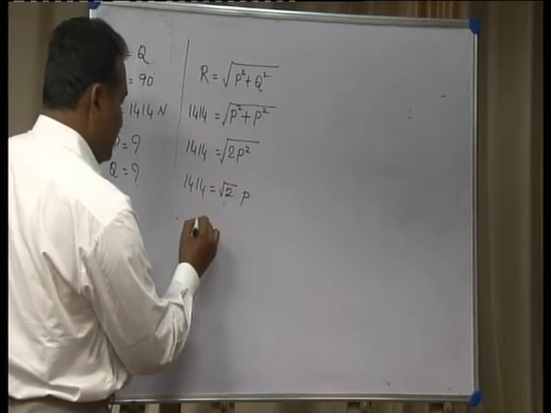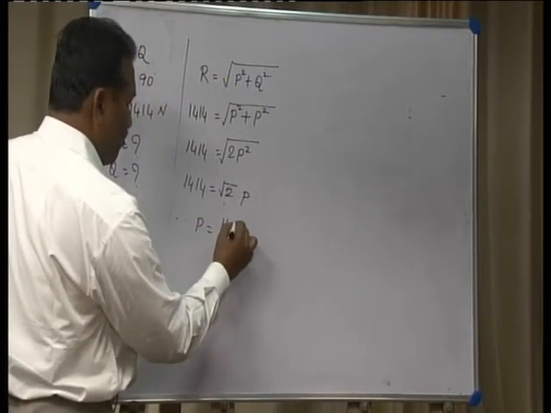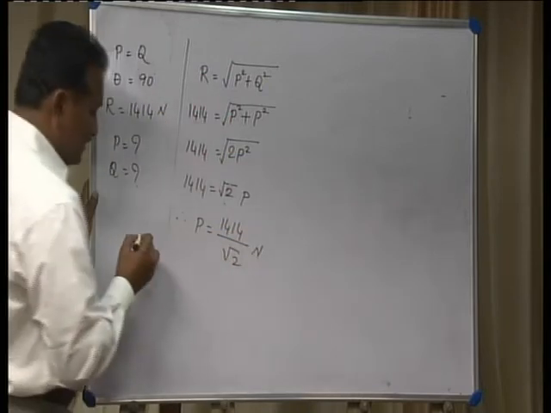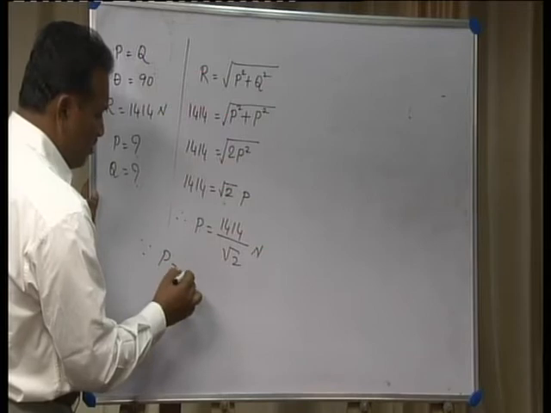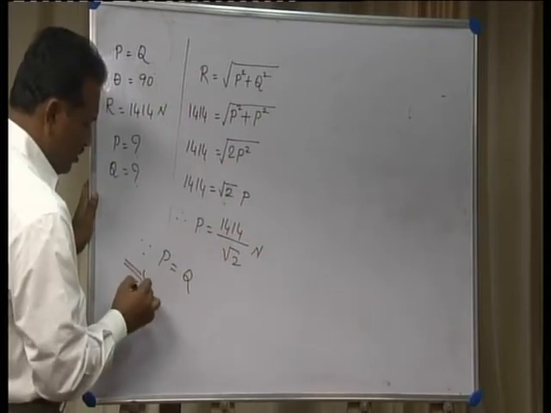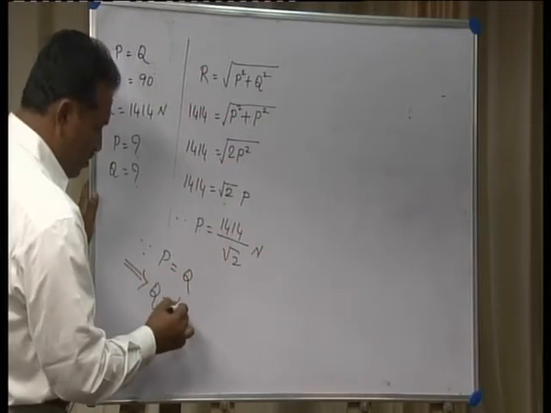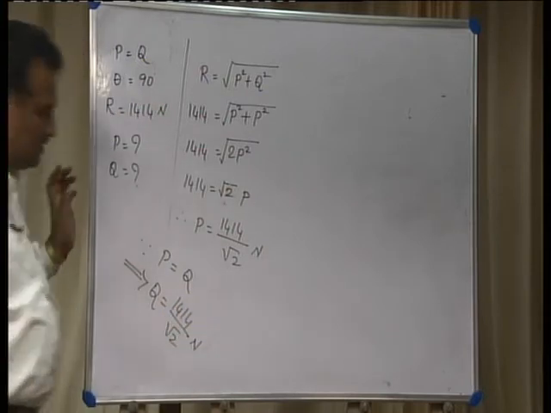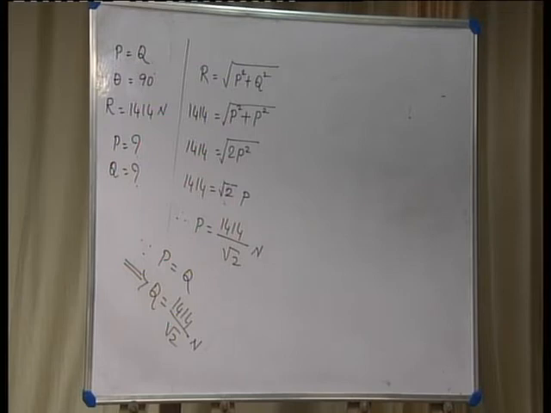Therefore, P is equal to 14.14 divided by root 2 Newton. Since P is equal to Q, this implies Q is also equal to 14.14 by root 2 Newton. So, this is how we find the two equal forces which are inclined perpendicular to each other, whose resultant is 14.14 Newton. So, move on to the next problem.